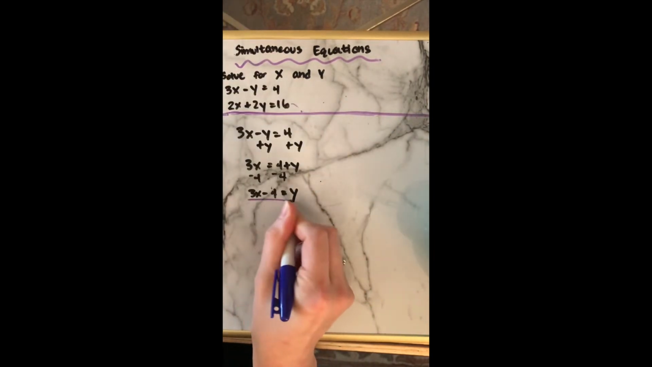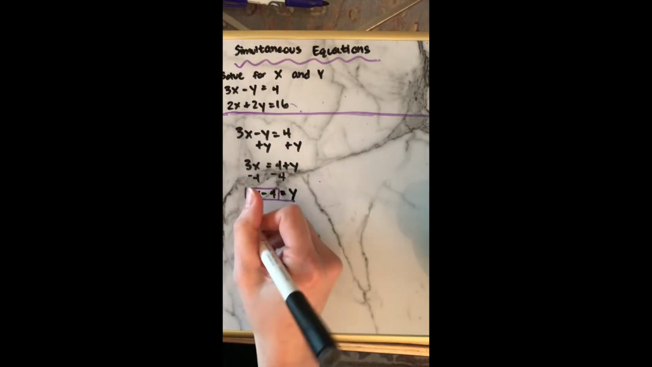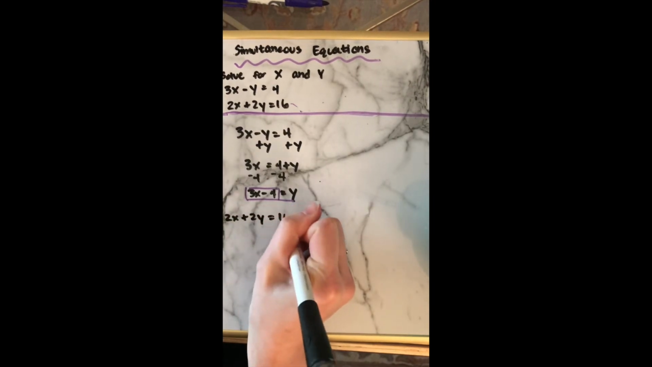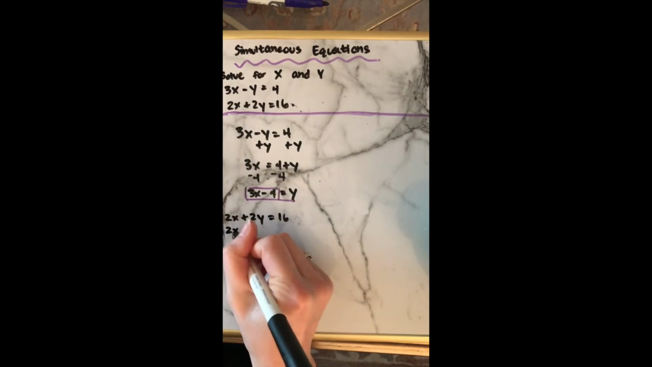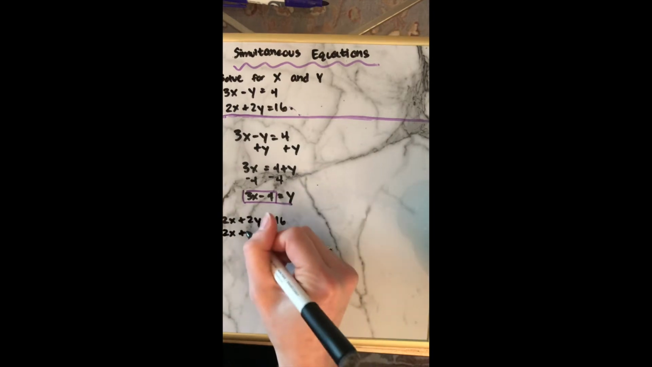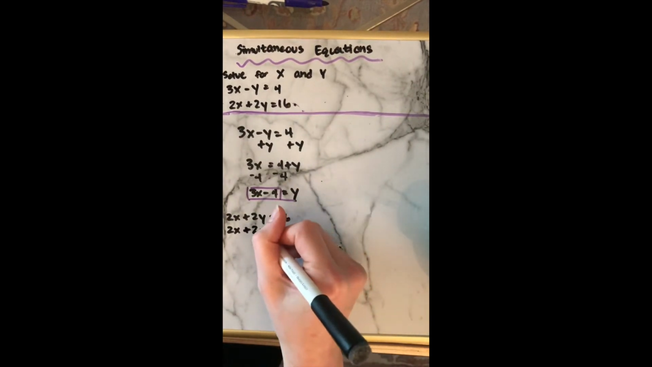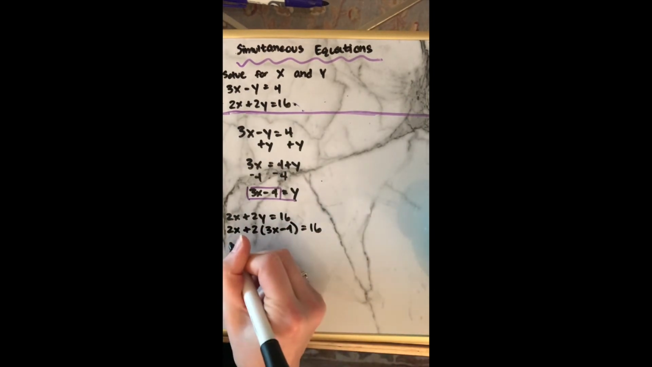So what we can do with this is plug what y equals into our other equation. Our other equation is 2x plus 2y equals 16, right? I just got that from up here, our given. And now I'm going to plug in 2x plus 2. Instead of writing y, I'm going to write 3x minus 4. So we have 2x plus 2 times 3x minus 4 equals 16.